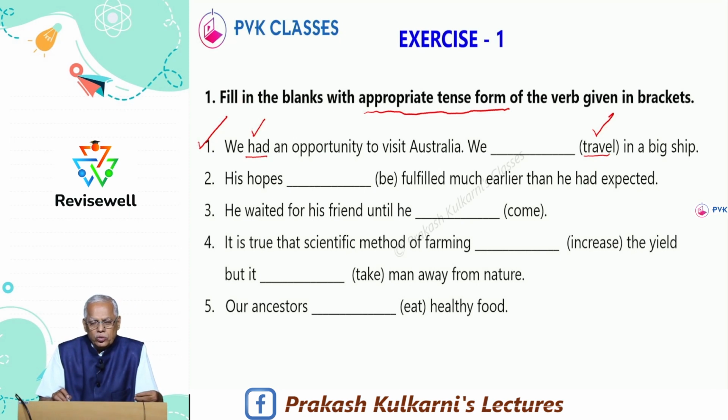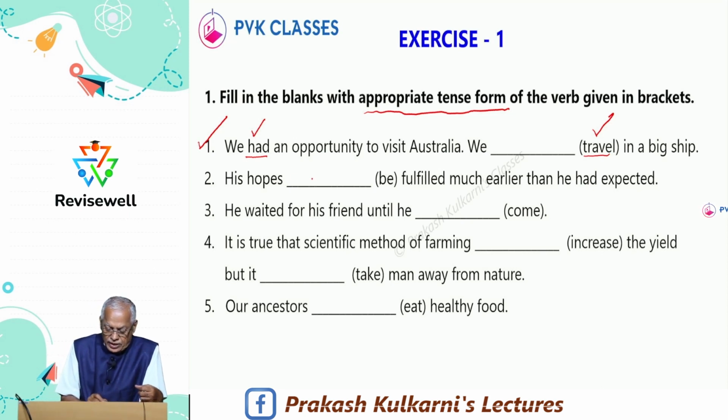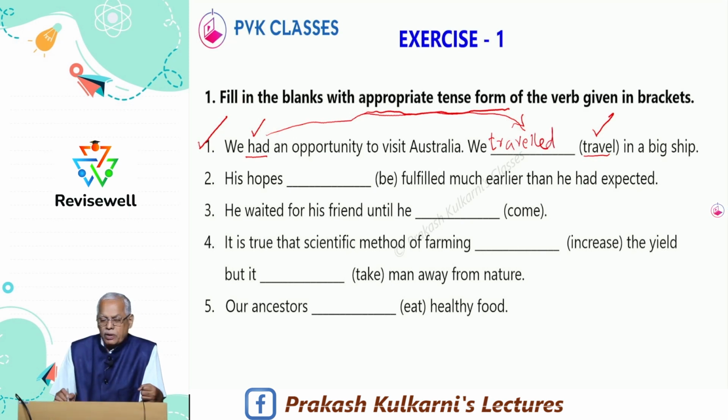So the general rule in English is, according to the sequence of tense rules, present tense verb is followed by present tense verb and past tense verb is followed by past tense verb. Here had is a past tense. So therefore, compulsorily here it must be past tense. So therefore, it is traveled. So traveled is the correct form of the verb. We had an opportunity to visit Australia. We traveled in a big ship.